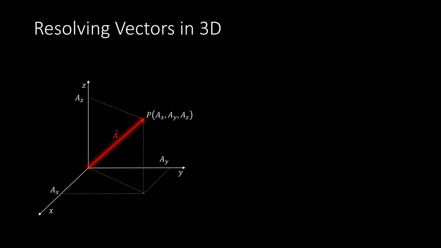Let's do vectors in 3 dimensions. We will use the familiar XYZ coordinate system to decompose vectors in 3 dimensions. Everything is very similar to resolving vectors in 2 dimensions. Let's put vector A in the XYZ coordinate system so that its tail is at the origin of the coordinate system. Then the head of vector A will be at some point P.